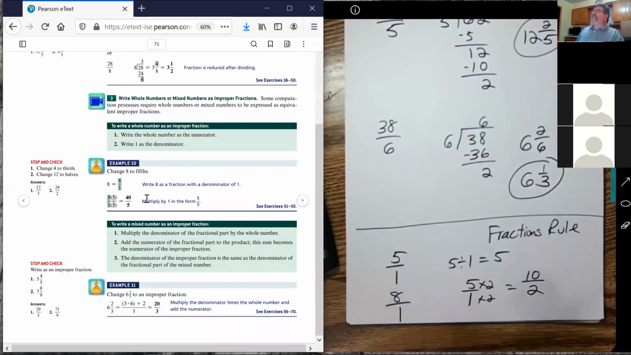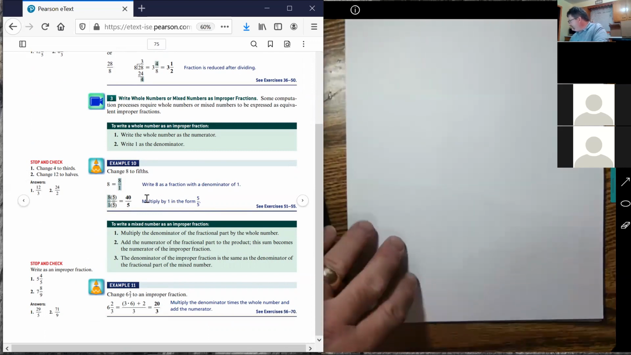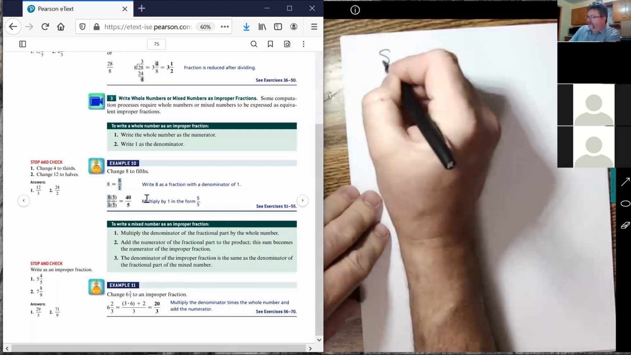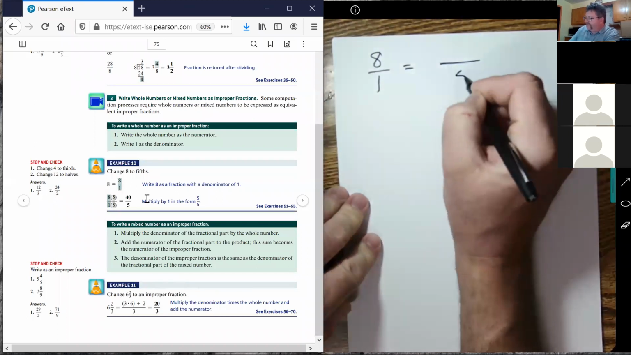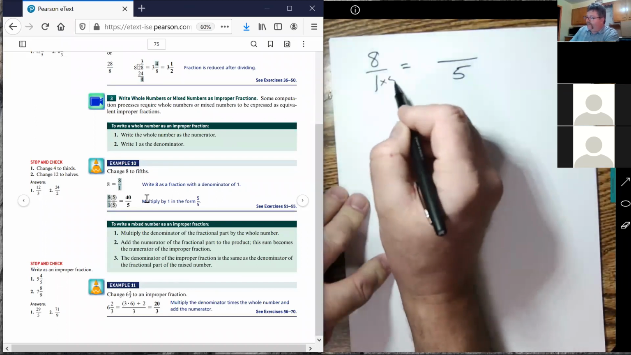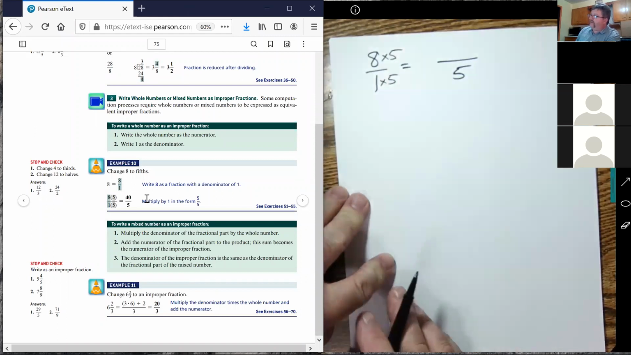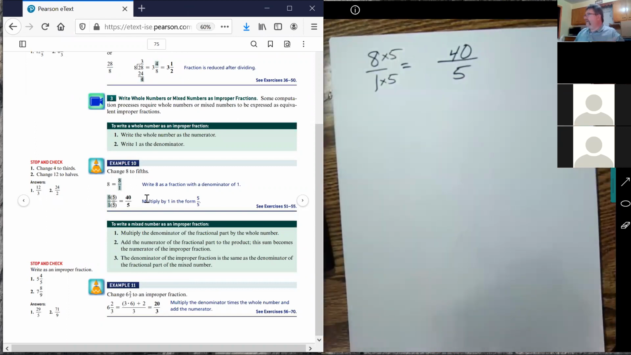So example 10 is asking us to do that. Change the number 8 into something over 5. Well, that's 8 over 1, and I want to change it into something over 5. So I ask myself a question here: how did that 1 become a 5? Well, I said times 5 top and bottom. That's how. So it's 40 over 5, which of course we know to be 8. So I can change the whole number 8 into the fraction 40/5 if I feel like it. Okay. Everybody cool there?